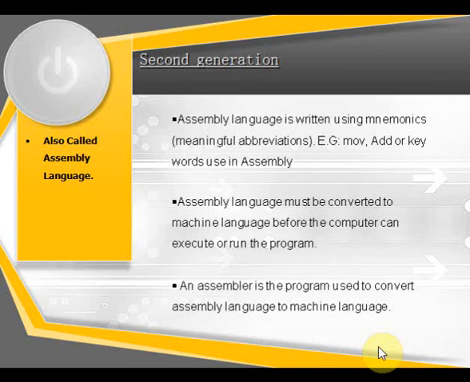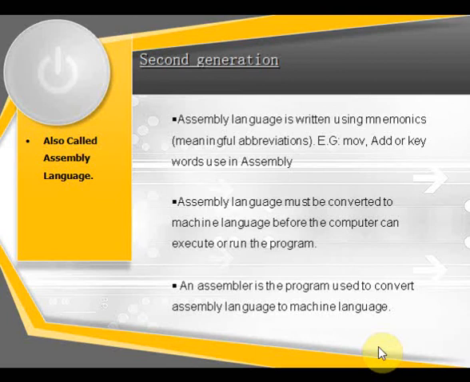Assembly language must be converted to machine language before the computer can execute and run it. Again, the reason for this is because the computer can only understand machine language. Cool. So if you write a program in assembly language, then the computer will first need to convert it to machine language before it actually can run it. Right?